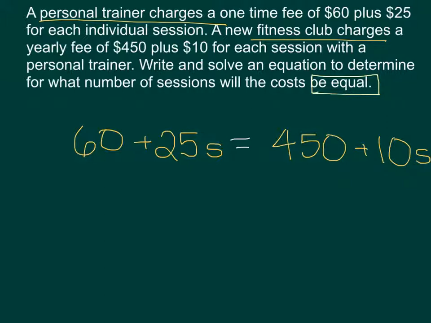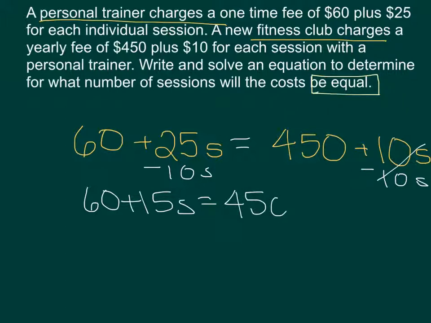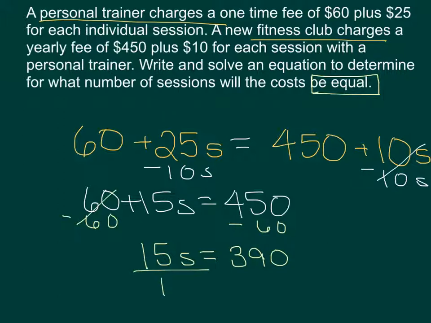And now we can solve. So we first want to subtract 10s from both sides. And we get 60 plus 15s equals 450. Now we do PEMDAS backwards, so we're going to subtract 60 from both sides. We're left with 15s equals 390. Then you can divide both sides by 15, which leaves you per session they are going to pay $26.